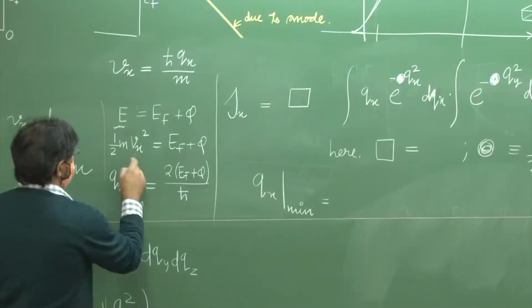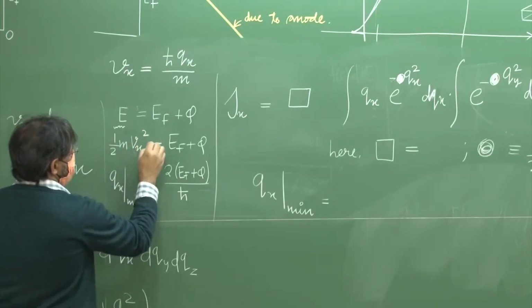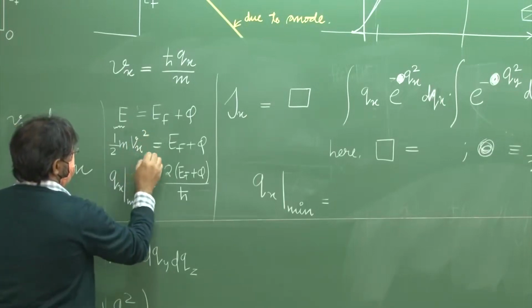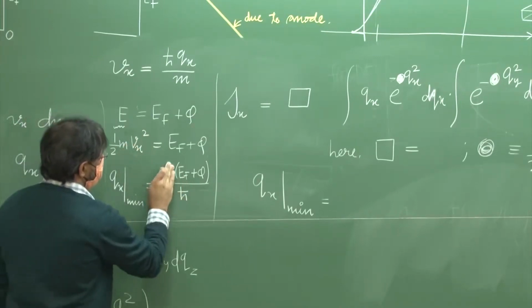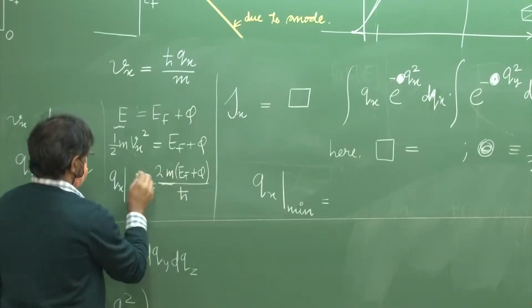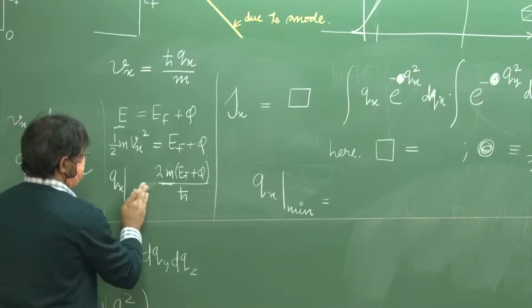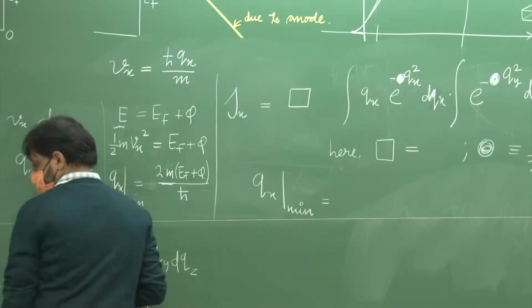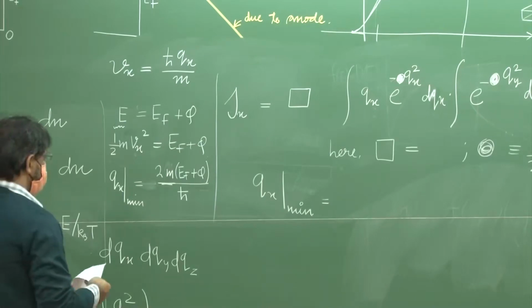What else will you get? You have written this as h bar square Qx square by m square. So, m and m got cancelled out. So, this m will come here, 2m. So, this is the value of Qx square. Then what should be the minimum Qx? Square root of this, right. So, you can do that, and the value that you would get for Qx minimum is this.